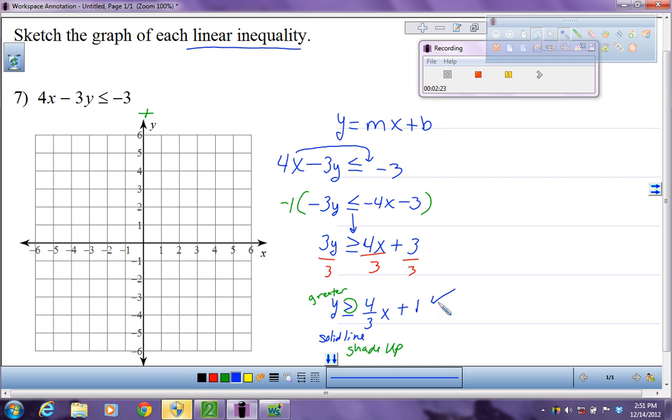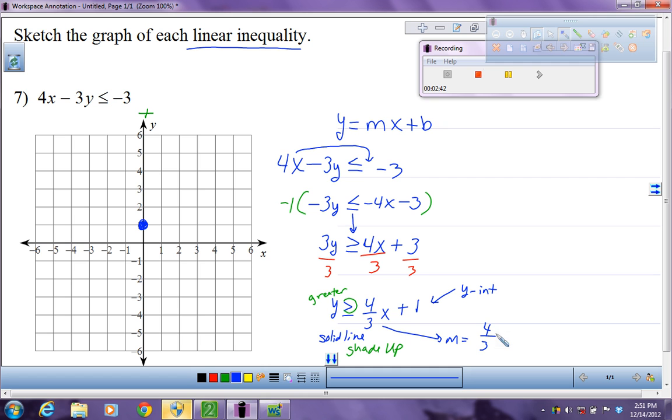Again, what is that called? That's called the y-intercept. So that's why I'm going to start right here, at 1 on the y-axis, not the x-axis, but the y-axis. My slope is this guy here. That's my slope. And that's 4/3. Change of y over change of x.